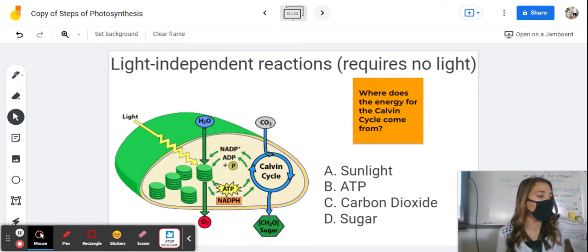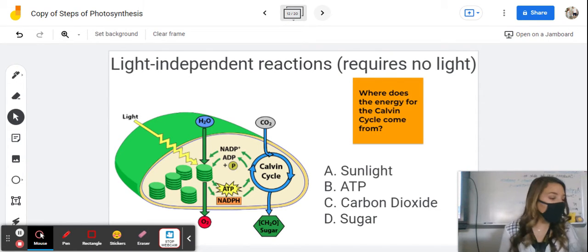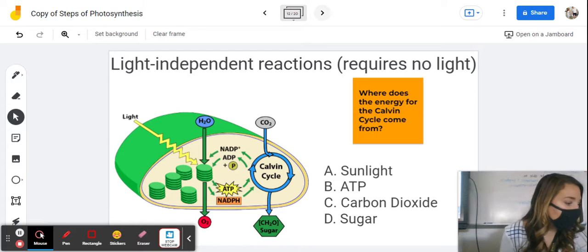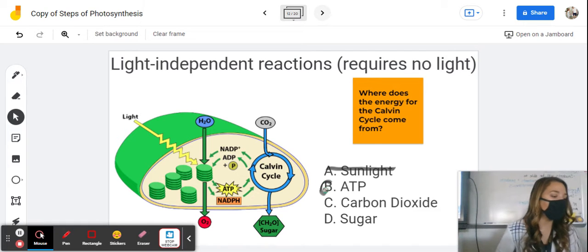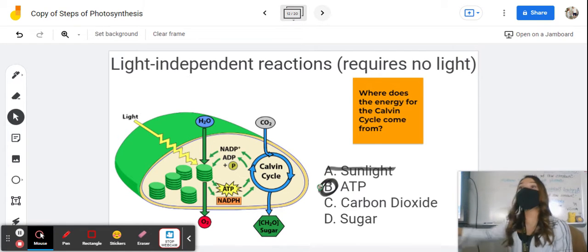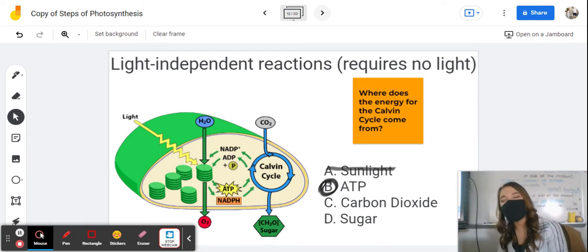So question, this is in the stroma, right? So we have no chlorophyll. She said ATP. So again, we don't have the option for sunlight simply because we're no longer in the thylakoids where we have chlorophyll. We have to use, Jayla told us, ATP. That's what we just made in step 1. And thank goodness we did.